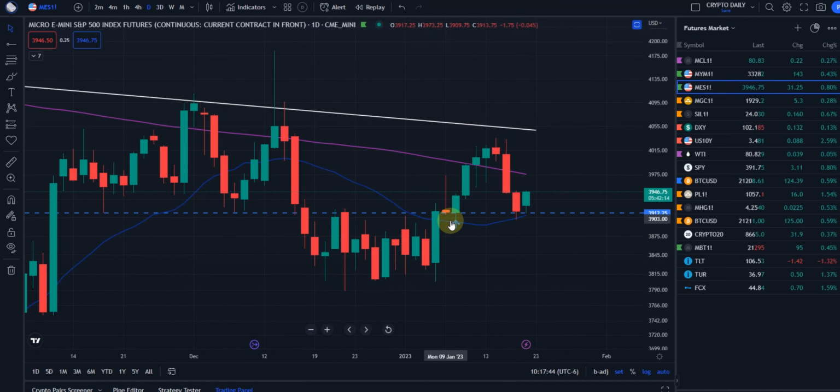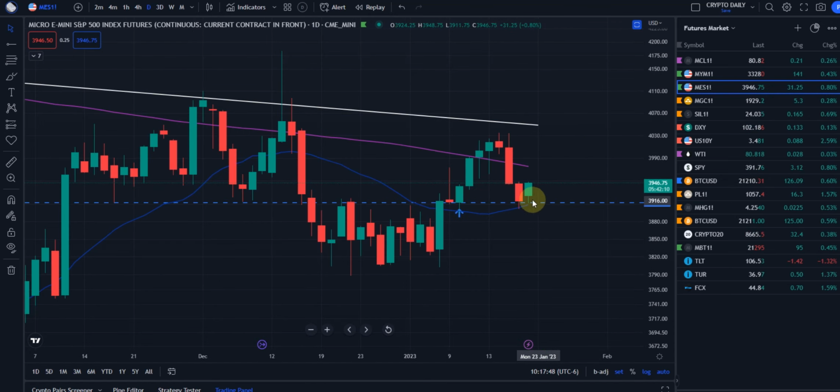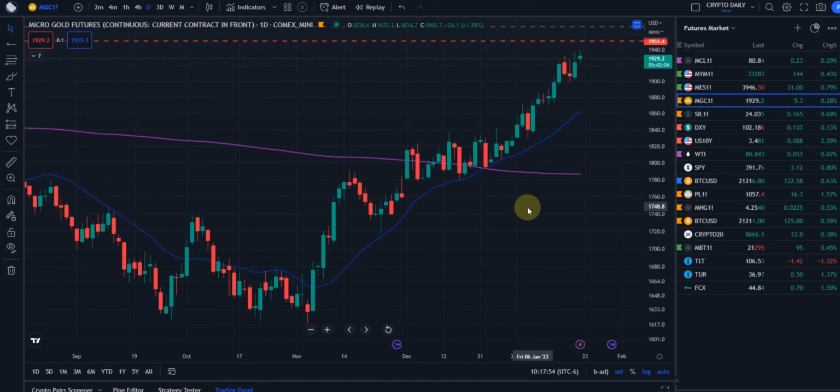Yeah, a little breakout here we got in on, and we're just waiting to see if our 20 holds and we get a confirmation breakout there. Now let's go to gold. This is what everybody's looking forward to.